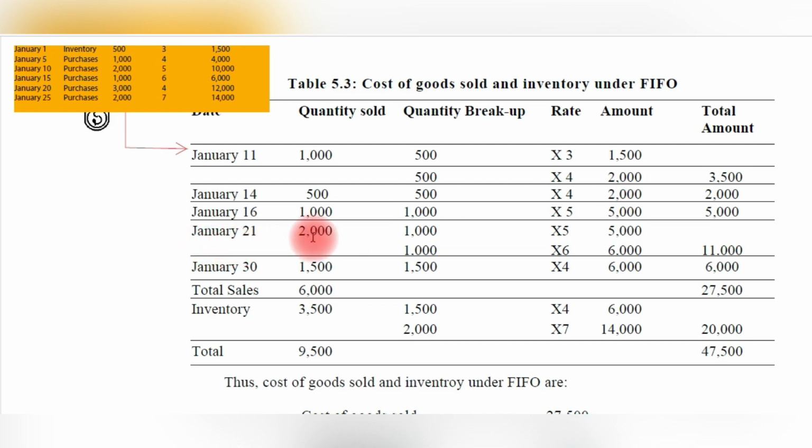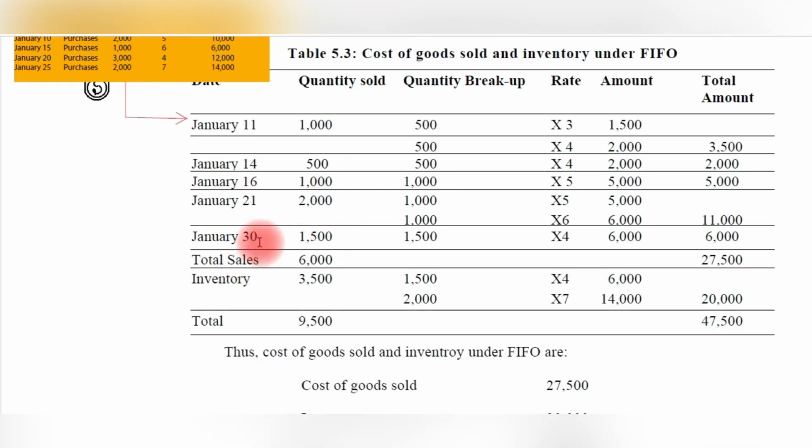January 21, 2000 units were sold. January 21 means we have 1000 goods left from January 10th and 1000 goods from January 15th. So 1000 into 5 rupees from January 10 and 1000 into 6 rupees from January 15th. Together we have 11,000 will be the cost of the goods sold on January 21.